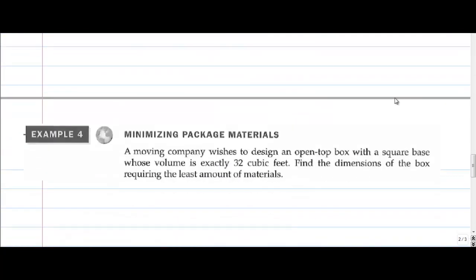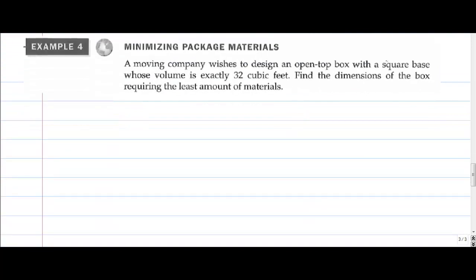Okay. Let's look at the last problem. Example 4. So you have a moving company. They wish to design an open top box with a square base. The volume is exactly 32 cubic feet. Find the dimensions of the box requiring the least amount of materials. Okay, so first thing when I see a problem like this geometrically, I want to draw a little picture. Okay, so here's my box, and okay, there's my crooked looking box. Just pretend it's straight, okay? And it says open top box, so there's no top, and square base.